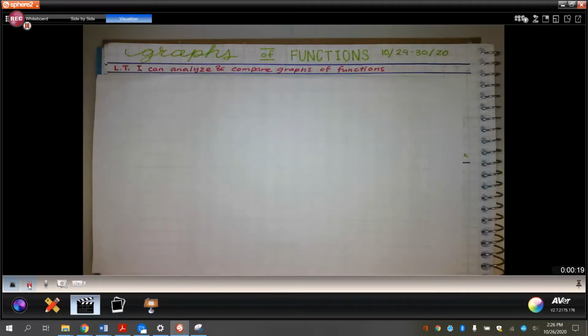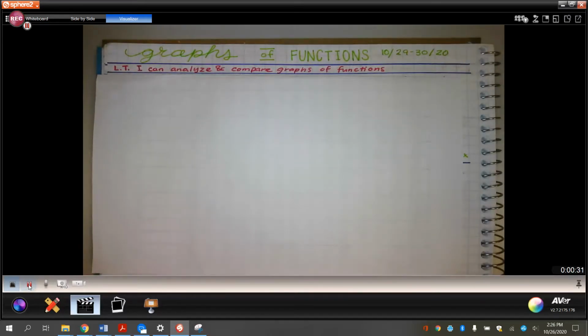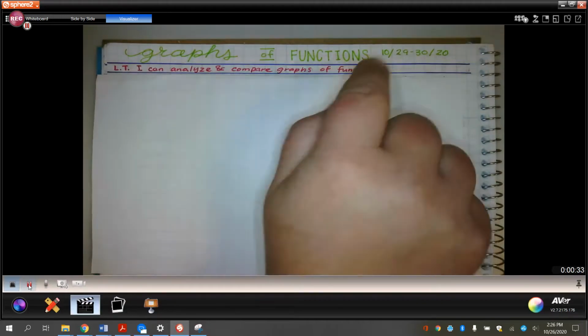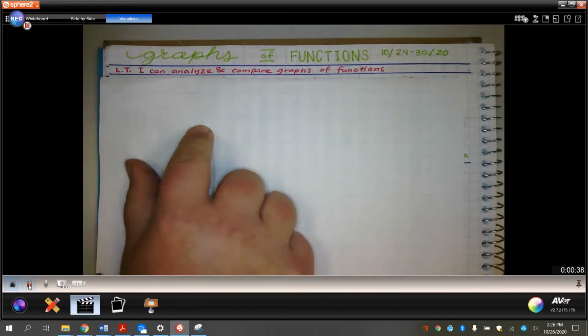Okay, so here we are on page 20. Again, that's the left side. If I were to open it up, the spiral would be in the middle over here. It's Graphs of Functions, and you'll either be doing this on the 29th or the 30th of this month. The learning target is that I can analyze and compare graphs of functions.